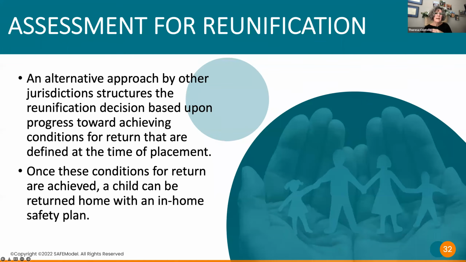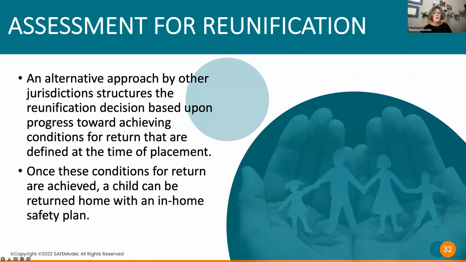And so the idea is that as you're assessing for safety early on in the life of a case, and if you reach the determination that the child has to be removed, we talked about the efforts that you'll make, reasonable efforts. But if the child has to be removed at that point in time, we believe it's important to establish conditions for return that would describe what it would take to get a child home with an in-home safety plan. That's important, and that's different than what we see in current practice in many jurisdictions.